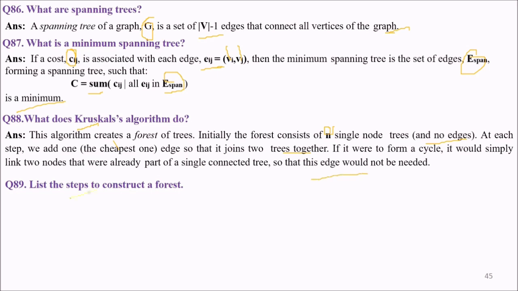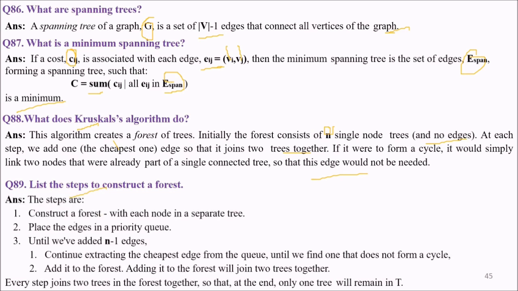Let us see the steps to construct the forest. First, construct a forest with each node in a separate tree, and place the edges in a priority queue. Until we have added n-1 edges, continue extracting the cheapest edge from the queue until we find one that does not form a cycle. We add it to the forest, and adding it joins two trees together. Every step joins two trees in the forest, so that at the end only one tree will remain.